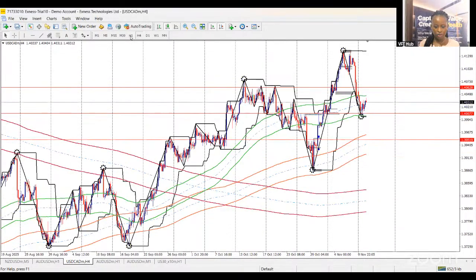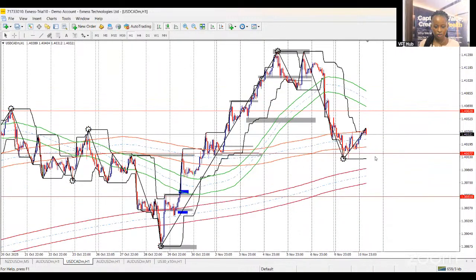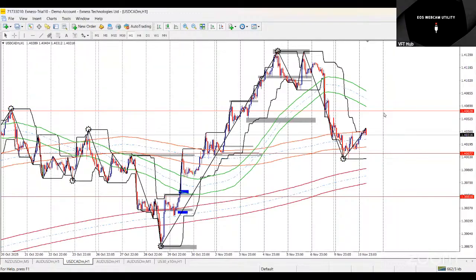So let's go back to H4 to see if we have a new sunshine printed. So this sunshine is still there. So this buy, this retracement is something I'm still looking for. I think USD CAD should buy into this zone. So I'll go ahead and delete this.